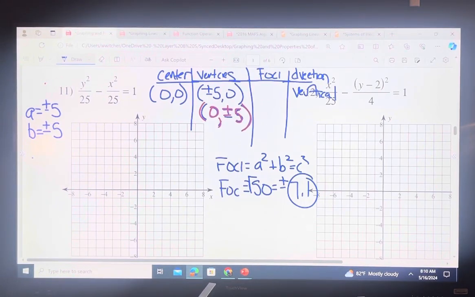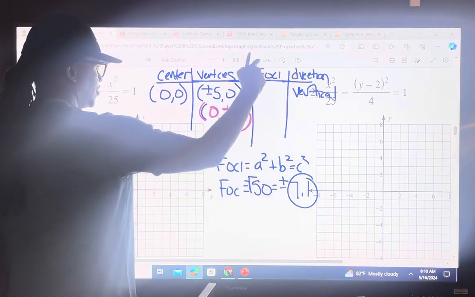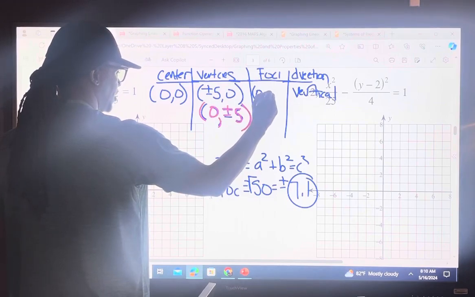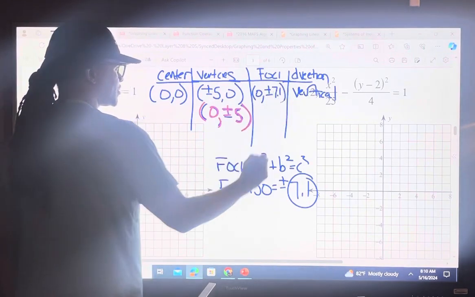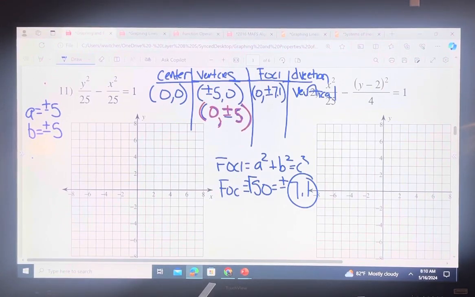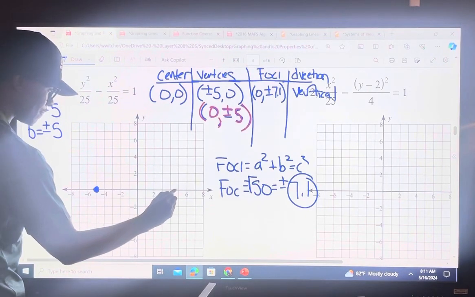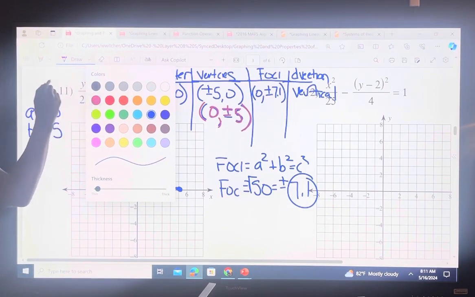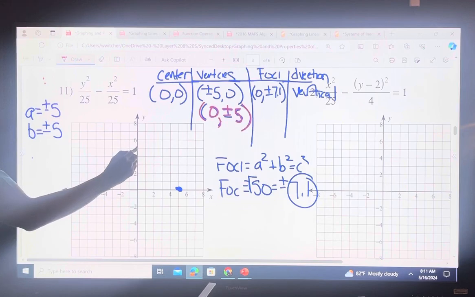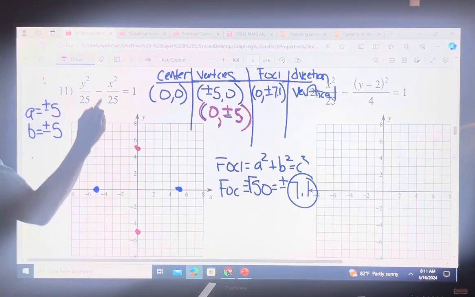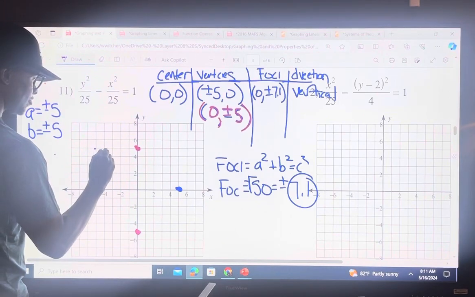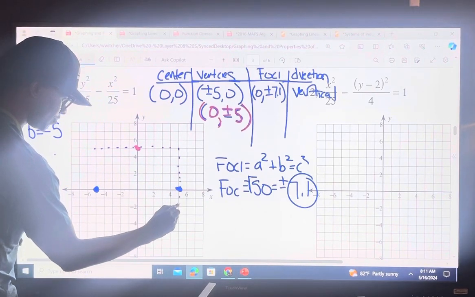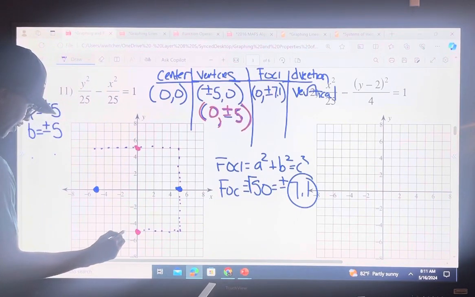So your foci on the y-axis should be 0, plus or minus 7.1. Now all that's left to do is graph it. Your initial graph should be on plus or minus 5 and 0. Then plus or minus 5 on the Y. Five on the Y. It's a square. Then we go ahead and put that square in. I'm definitely going to need to see y'all's squares.